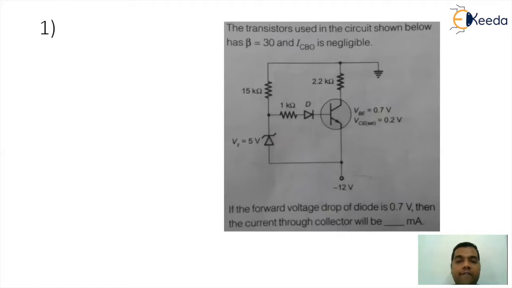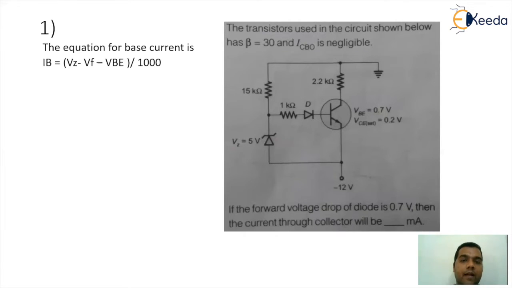So we apply KVL to the lower loop. We have the drop of the Zener, then the base current IB through 1 kilo ohm, followed by the drop of the diode and VBE. These all form part of the KVL equation. Once I apply KVL, I get IB as VZ minus VF minus VBE divided by 1000, because the resistance in the base path is 1 kilo ohm, that is 1000 ohm. On solving, I get IB as 3.6 milliampere.